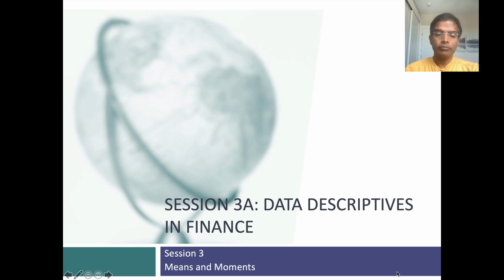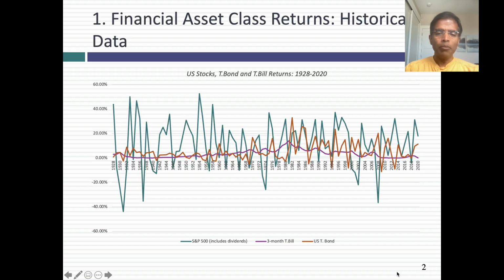Hi, welcome. In this session, we're going to take the data descriptives we talked about, at least in the abstract, in the last session, and make it real by looking at applications in investing and finance. I'm going to start by looking at returns on three different asset classes that investors tend to follow. The first is US stocks, the second is a 10-year Treasury bond, and the third is a T-bill.